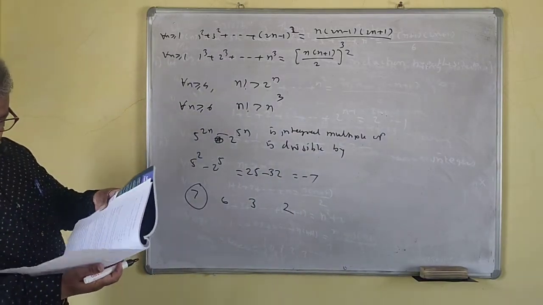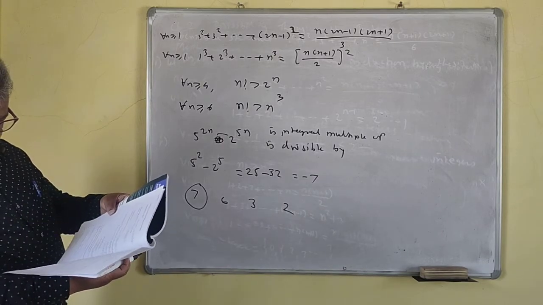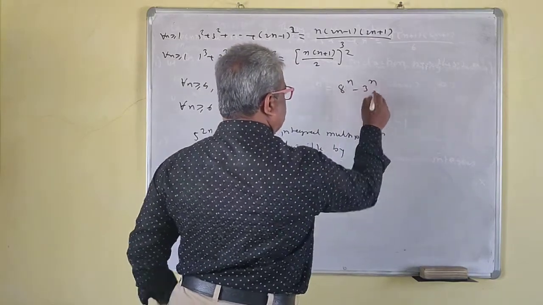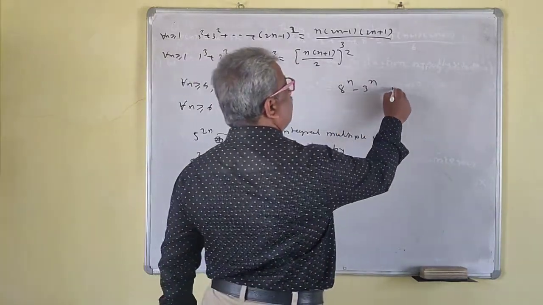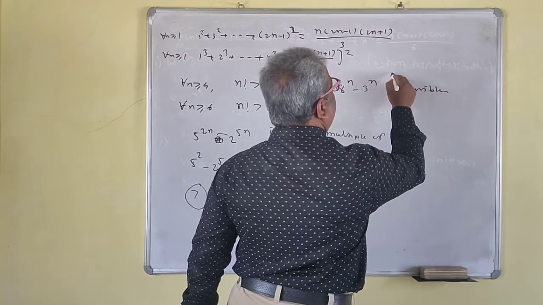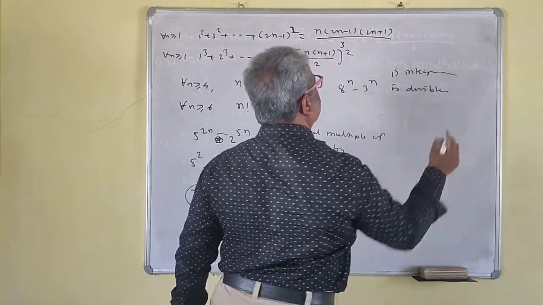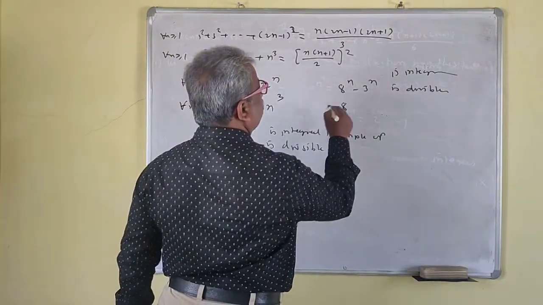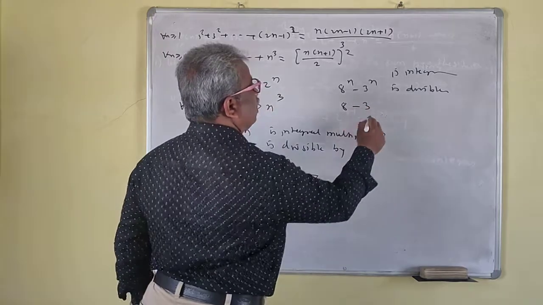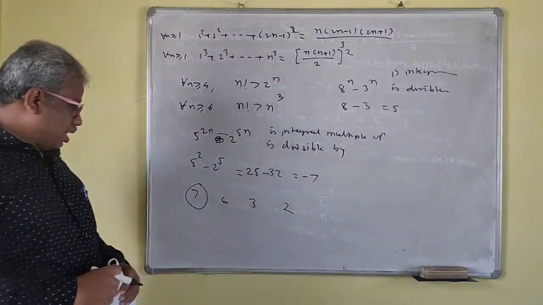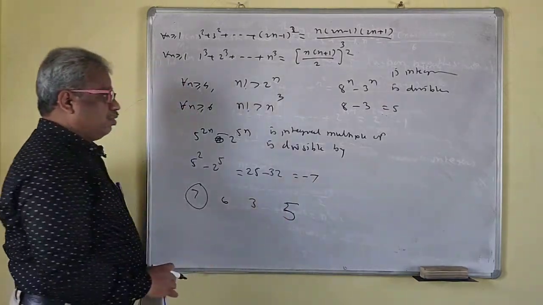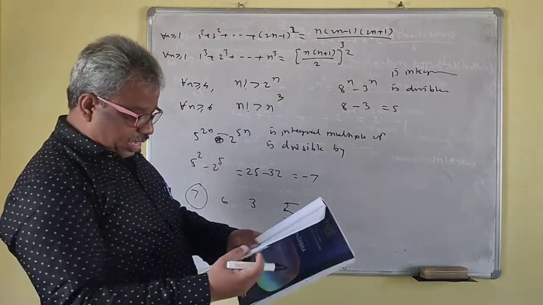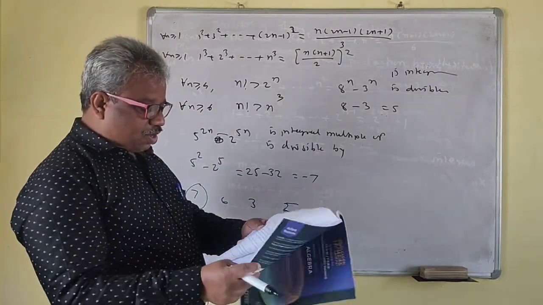Suppose this is one example: 8 raised to n minus 3 raised to n is divisible by, or is an integral multiple of. The options will be given like this. Okay. So put n equal to 1, this will be 8. Put n equal to 1, this will be 3. So this is 5. Then the answer will be, suppose here 5 is there, the answer of this one will be 5. Okay. So you can choose your answer like this. So this thing is very important for mathematical induction.